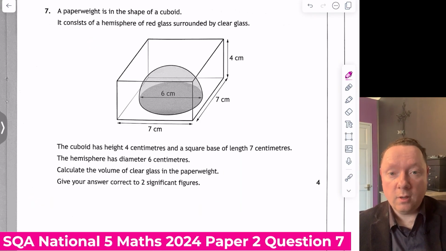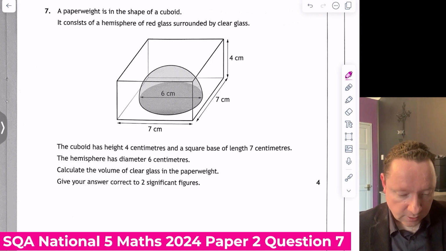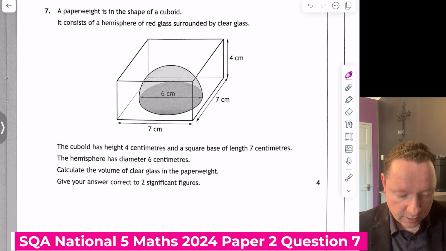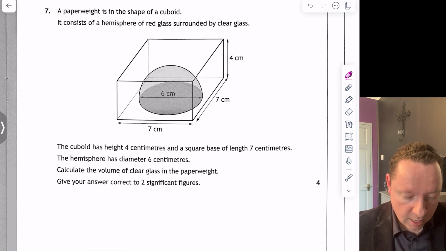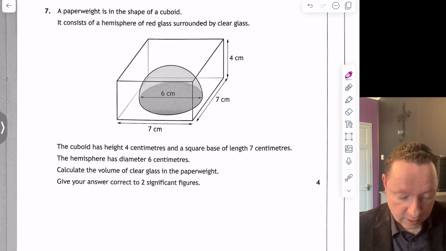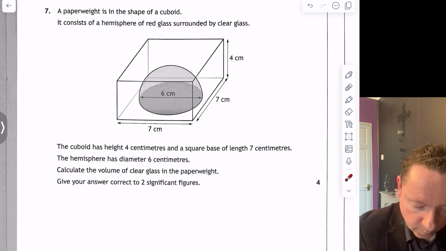SQA National 5 Maths 2024 Paper 2 Question 7. A paperweight is in the shape of a cuboid. It consists of a hemisphere of red glass surrounded by clear glass. The cuboid is 4 centimetres with a square base of 7 by 7. And the hemisphere has a diameter of 6. Calculate the volume of the clear glass in the paperweight. So obviously the hemisphere takes up some space. So I need to do the whole volume minus the hemisphere.